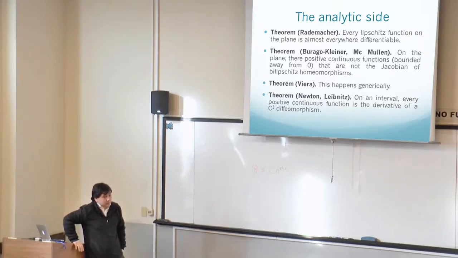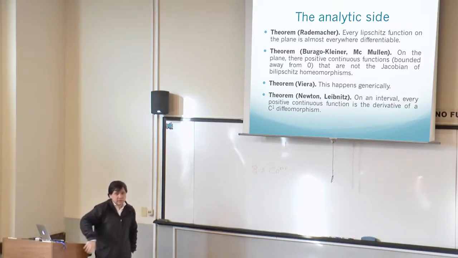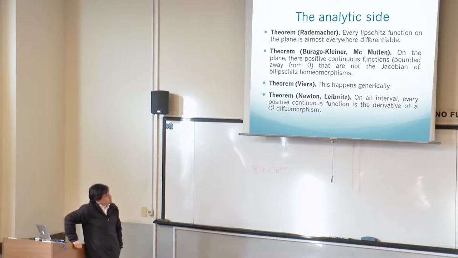Okay? So this is a very technical theorem, but what is nice, again, this is a theorem by Rodolfo Viera, is that when bad things happen, they happen generically, and actually this is a generic property of continuous functions. If you take a positive continuous function, in general, it is not the Jacobian of a bi-Lipschitz homeomorphism. And actually, because of the recent theorem of Calusa and the other guy, you can replace bi-Lipschitz by Lipschitz, and you still get a theorem here.